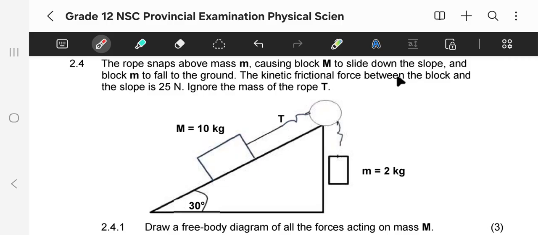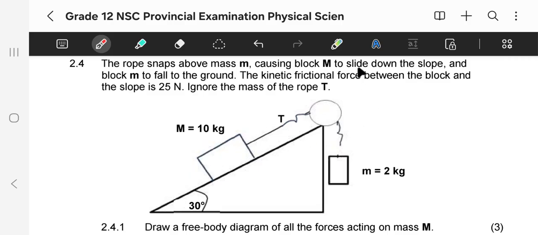The kinetic frictional force between the block and the slope is 25 newtons. Ignore the mass of the rope T. Now, this means that if the rope snaps, we will no longer have tension. And you have to remember, guys, that initially this object was at rest, but I said that there was a force trying to get this object to move, and it was the force of gravity, which is Fg parallel, right? And then this means that once this rope snaps, this object will definitely move now, right?